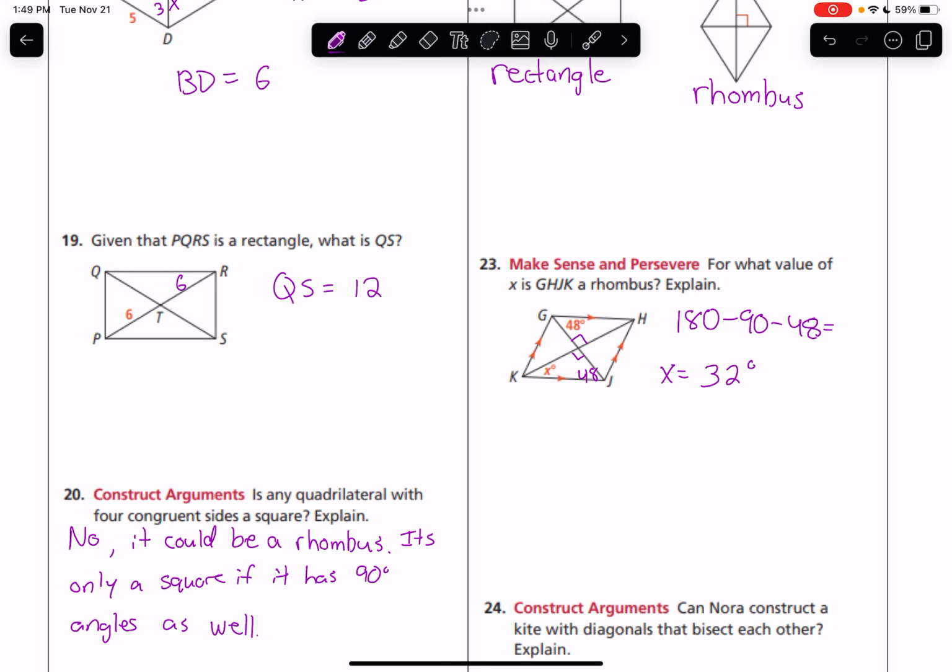Did I do that wrong? Hold on. I can't do math in my head. 180 minus 90 minus 48. 42 degrees. This is why I always work with an answer key next to me so I don't tell you the wrong thing.